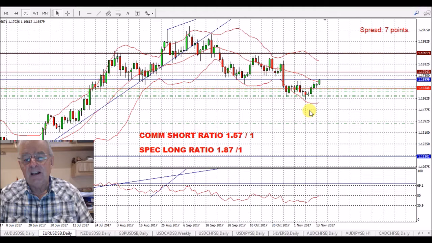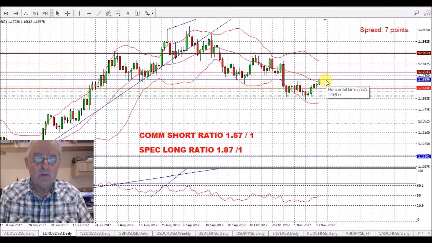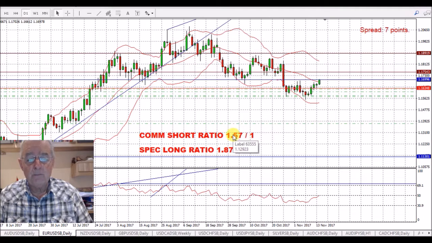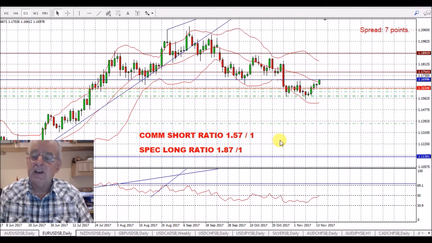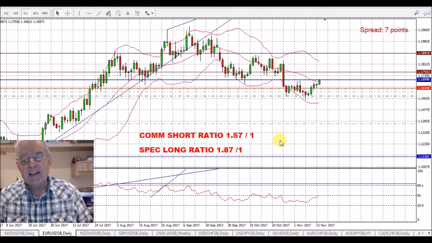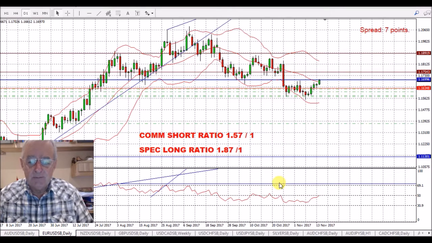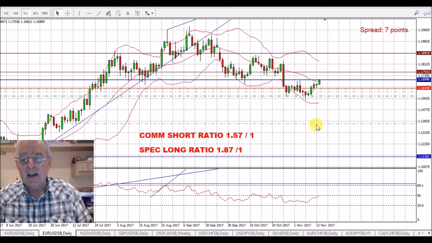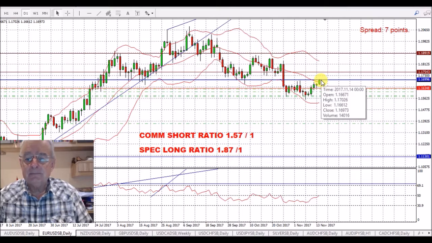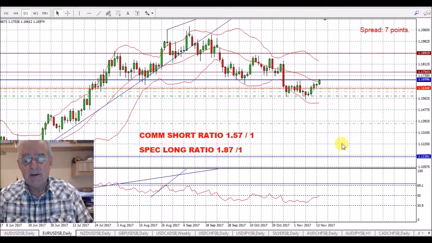Euro dollar. A little bit of good news out for the euro this morning. We have a short ratio of 1.57 to 1, which isn't that high, but in percentage terms it is a high percentage move over a 5 year or a 12-month period. We've just gone up now, and we've just touched the 50 on the RSI, which is slightly below it, and the candle is up at weekly resistance at about the 117 mark. It might go a little bit higher than this, but I expect it to turn back down.